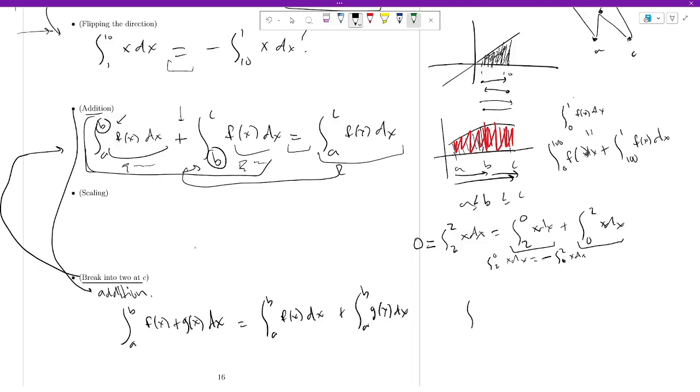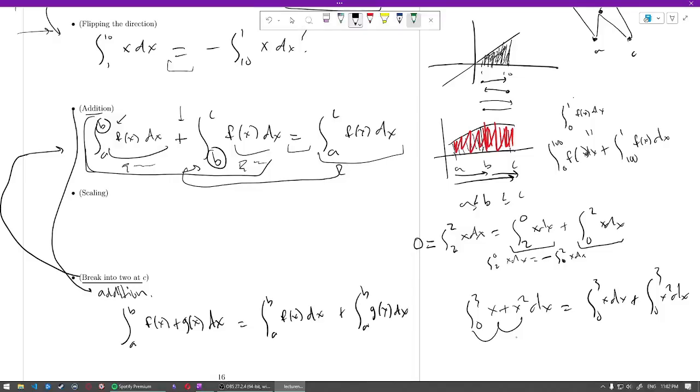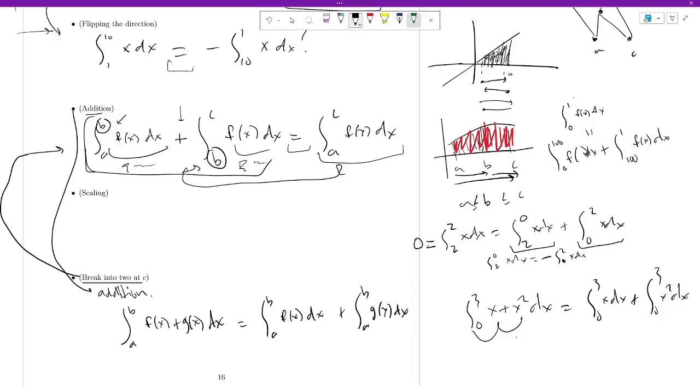For example, if I integrate from 0 to 3 of x plus x squared, that's going to be the same as integrating from 0 to 3 of x plus integrating from 0 to 3 of x squared. So I can distribute the integral sign across both the terms, just like we did with the sigma, the sum symbol from before. And in fact, this is true basically because it's true for the sigma.